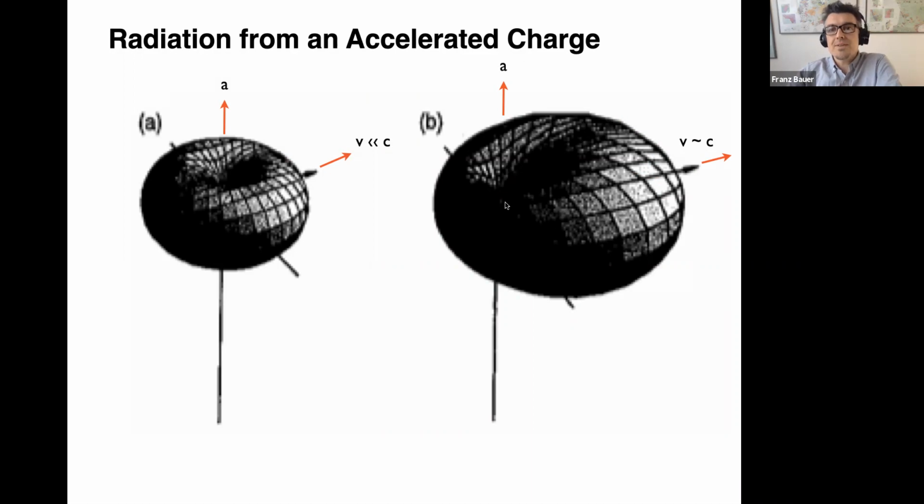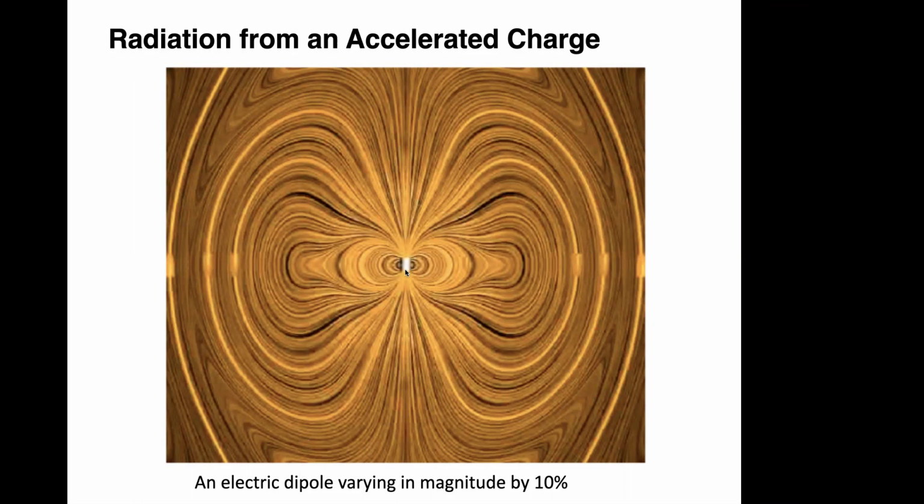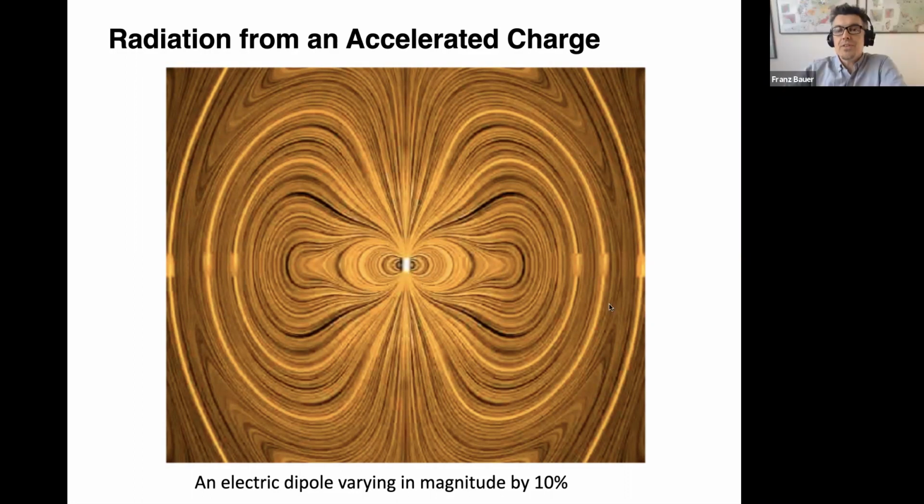This is the direction of acceleration. This is the direction of the velocity. One example, just to give you a visual impression of this, is an electric dipole field which is varying by a magnitude of 10%. It's just oscillating, and this is the field that it ends up inducing. You can see, again, this toroidal shape, which is imparted from oscillations in this direction.